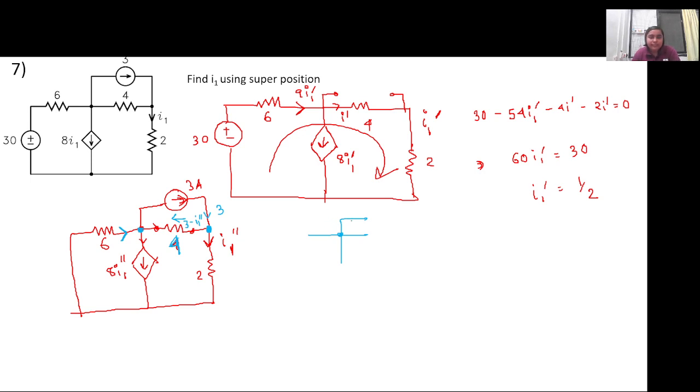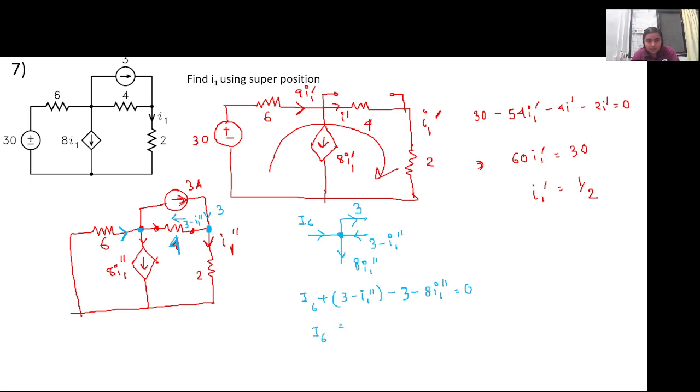So let's see. These are the 4 branches that are connected. 3 ampere current is flowing out. 3 minus I1 double dash current is flowing in, and here 8 I1 double dash current is flowing out. Let us assume this is I6. So what will be I6? Current going in, let's take it positive. So I6 plus 3 minus I1 double dash, these two currents are going in, so positive, and the current that is going out, let's take it as negative: 3 minus 8 I1 double dash. This will be equal to 0, right?